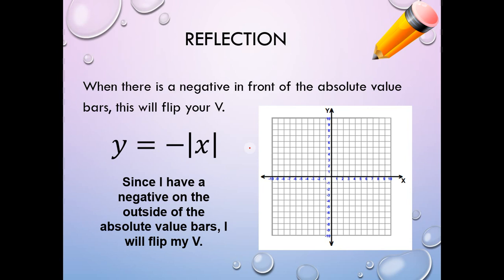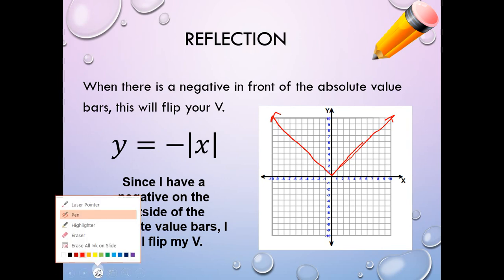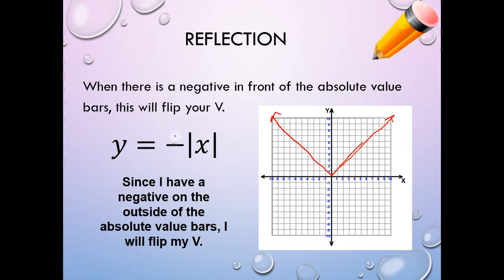Now, I'm also going to take a look at reflections with you guys today. Now, reflections are pretty important. You see these quite a bit too in real life. When there's a negative in front of your absolute value bar, that's going to flip the V. So normally, you would have had an absolute value graph that looks like that, right?